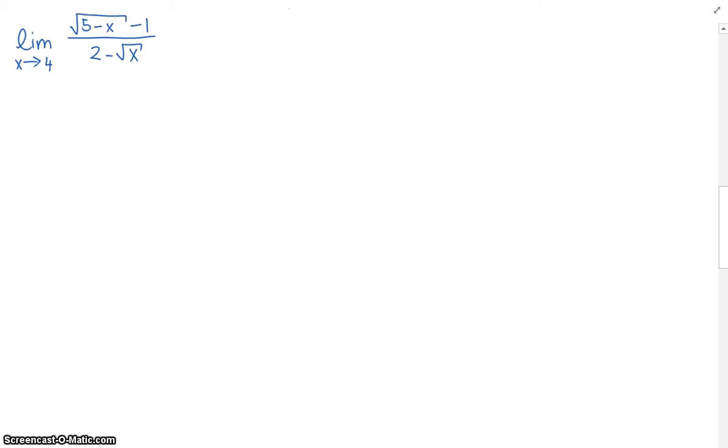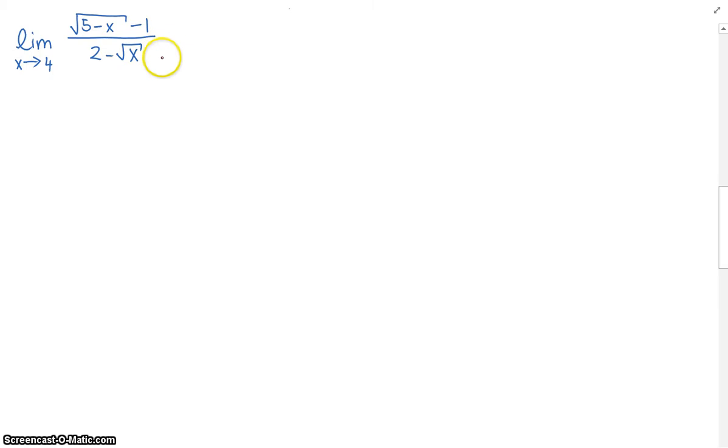Another format you may see is where you see radicals in either the numerator or the denominator, or in this case both. One technique in solving this one, again, it is an indeterminate form because if you do plug in 4 and 4, 5 minus 4 is 1, square root of 1 is 1, 1 minus 1 is 0, 2 minus the square root of 4 is 2 minus 2, which becomes 0. So it is an indeterminate form, but we can use multiplying by the conjugate.